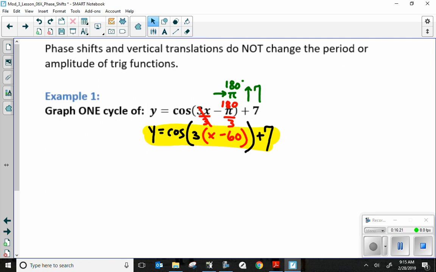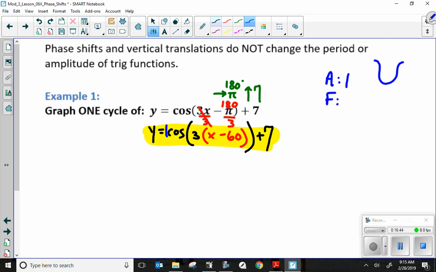Now, my amplitude is still 1. This is a 1 in front, so it's 1. I'm graphing cosine, so I know it's the cup. Now that I have sine and cosine, the S and the cup, I always like to write a little visual of what I'm graphing, so when I get time to graph it, I know which one I'm graphing. This is my amplitude. That's my frequency now, it's out here by itself, 3. My period is 360 divided by 3, that would be 120 degrees.